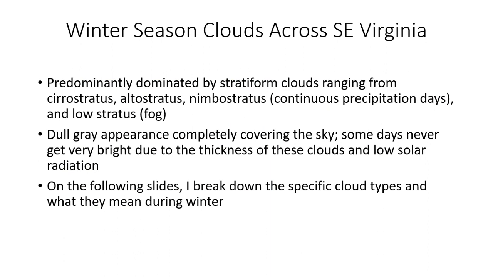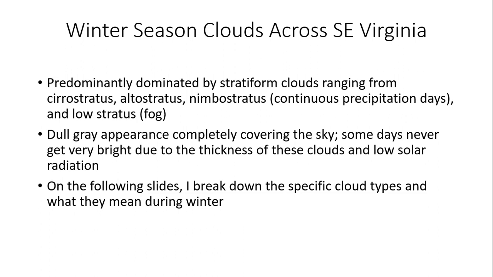looking specifically at, again, you can apply this if you're watching us from, let's say, the Midwest or the Southeast or New England. These clouds usually have similar meanings no matter where you live, but I am focusing on southeastern Virginia in particular here. I'm going to start with the winter season clouds across southeastern Virginia. The sky is predominantly dominated by stratiform or stratus clouds, and usually you see a lot of layers, and they can occur at different altitudes. For example, cirrostratus occur at the higher levels of the atmosphere. Altostratus occur at the mid levels of the atmosphere.